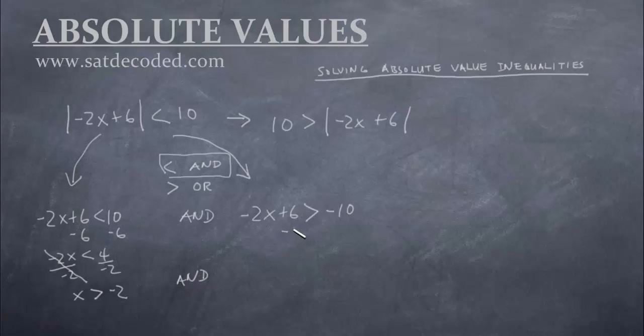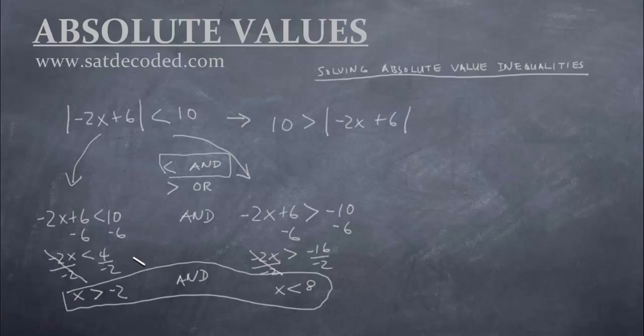I'm going to solve the second statement as well. So subtracting 6 from both sides, I get -2x is greater than -10 minus 6, which is -16. Divide both sides by -2 to isolate the x. The -2's cancel each other out. But because I divided by a negative number, the sign now has to flip. So -16 divided by -2 is +8. And this is my answer right here.